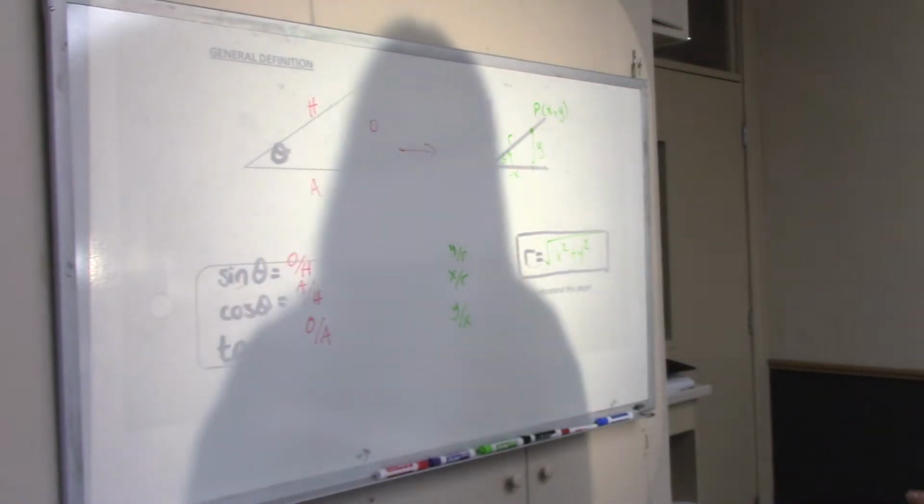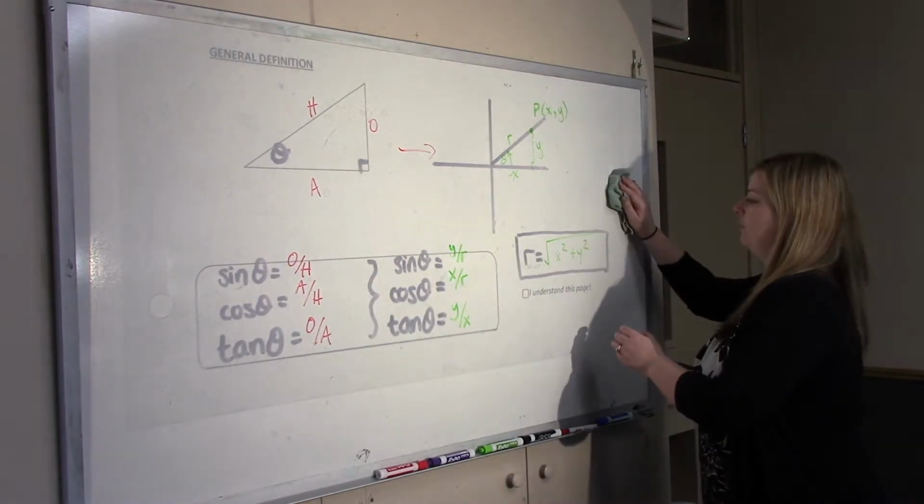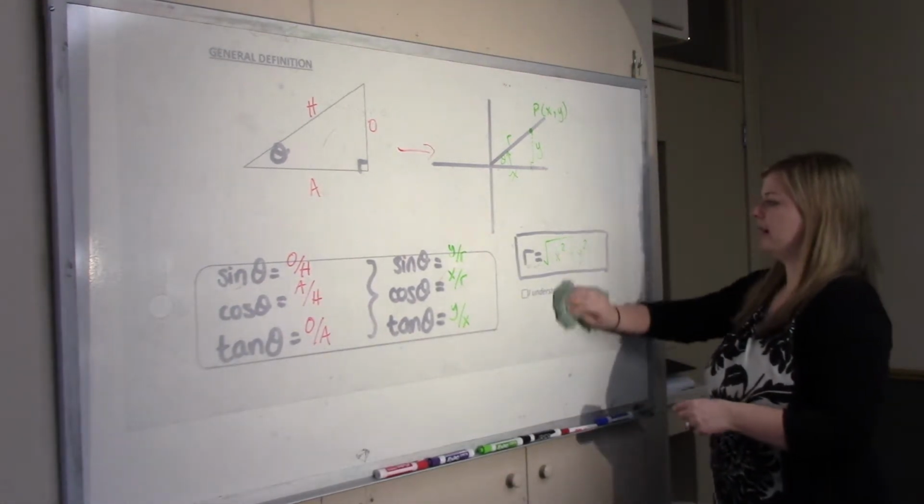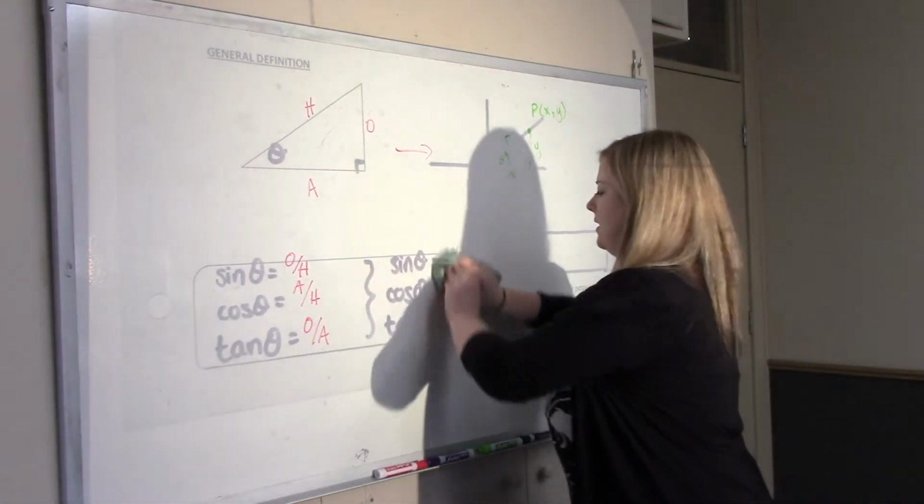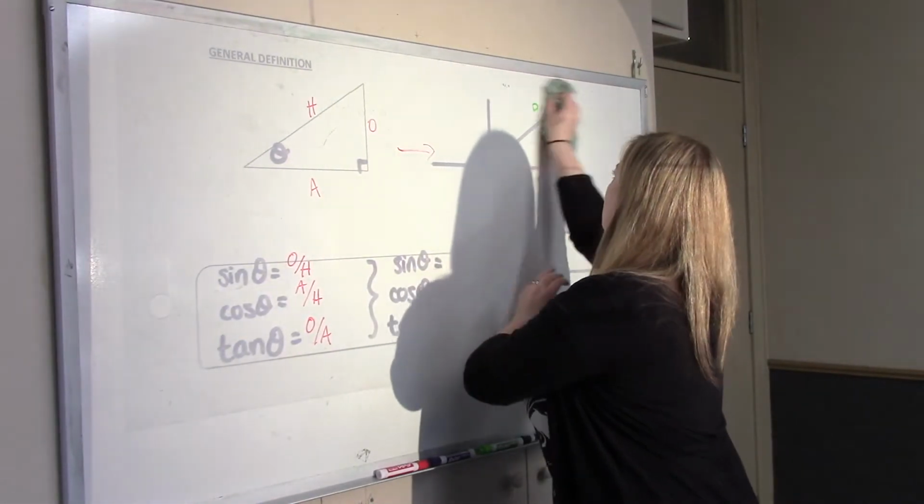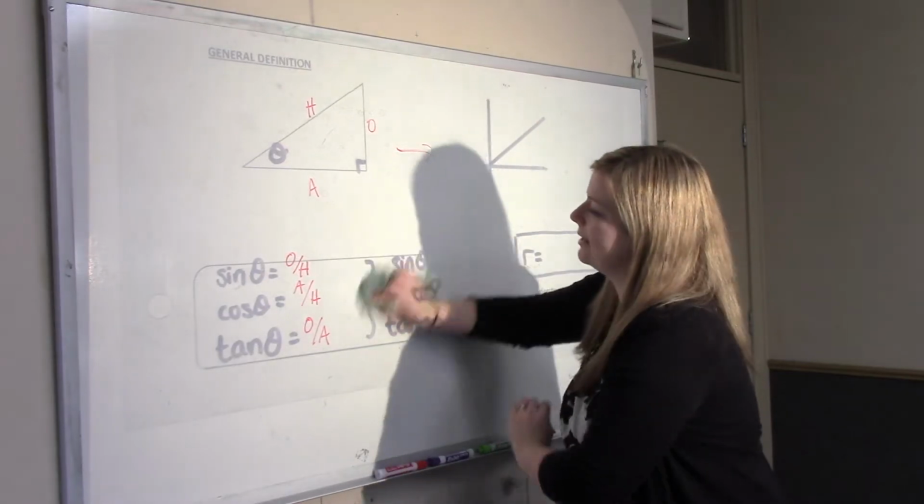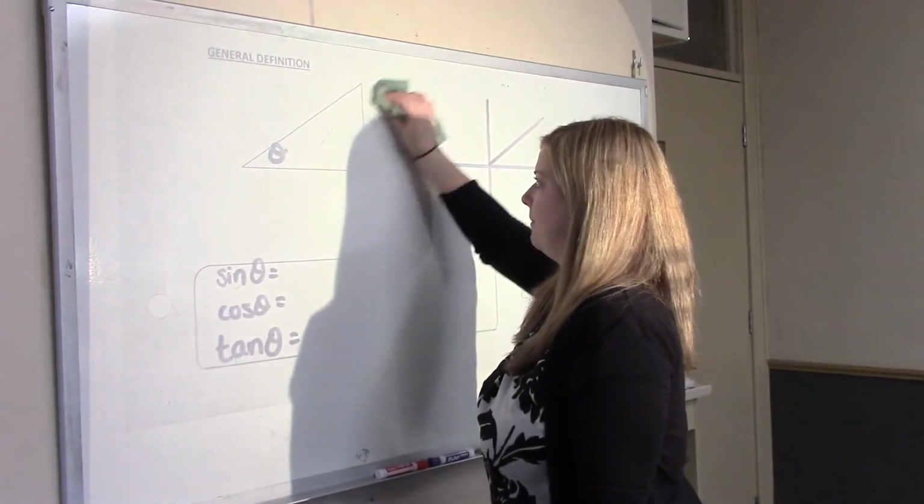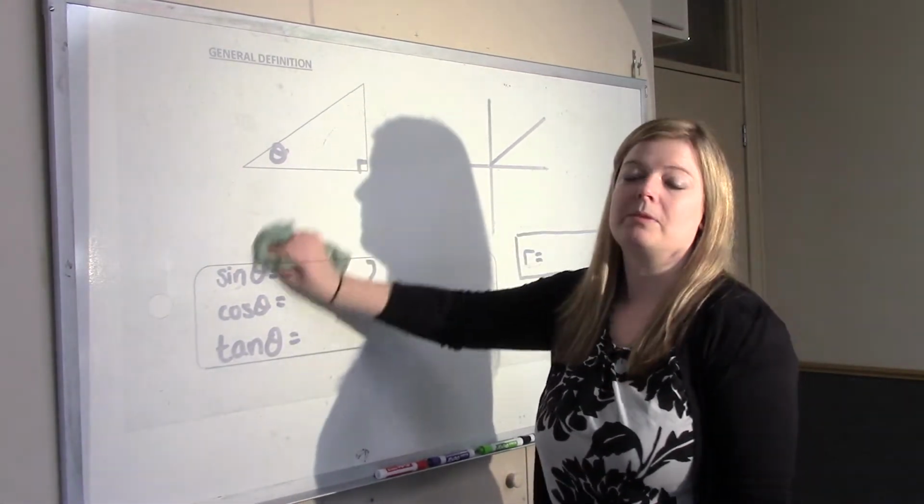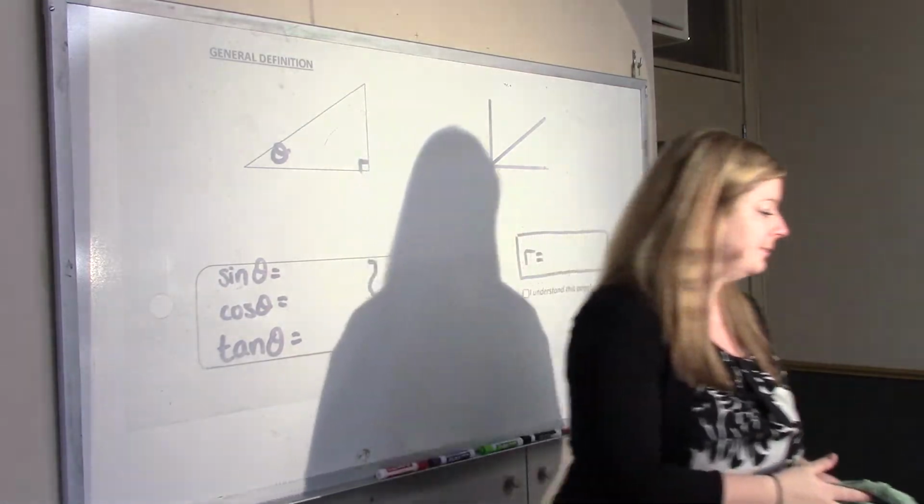So this is something you should take a look at before you move on. You might want to pause the video to make sure that you fully understand where we're getting the y over r, the x over r, and the y over x from. This will continue to be important throughout this chapter and the next.